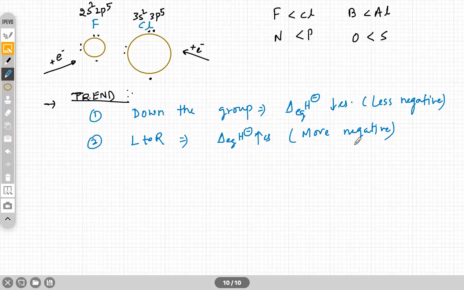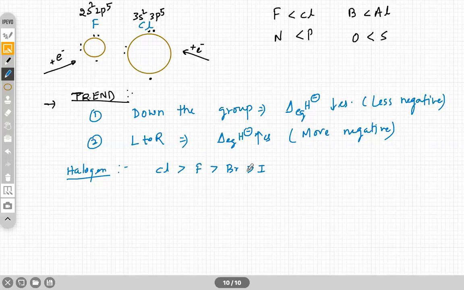For the halogen family, the trend of electron gain enthalpy is: chlorine has maximum, then fluorine, then bromine and iodine. This is very, very important. They have asked this question many times in the exam. Chlorine has maximum electron gain enthalpy here.